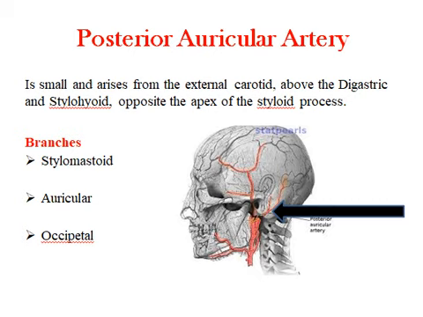Now coming on to the posterior auricular artery. Posterior auricular artery arises above the digastric and stylohyoid muscle. It passes upward between the parotid gland and the styloid process to reach the back of the auricular cartilage. Here it divides into auricular and occipital branch.